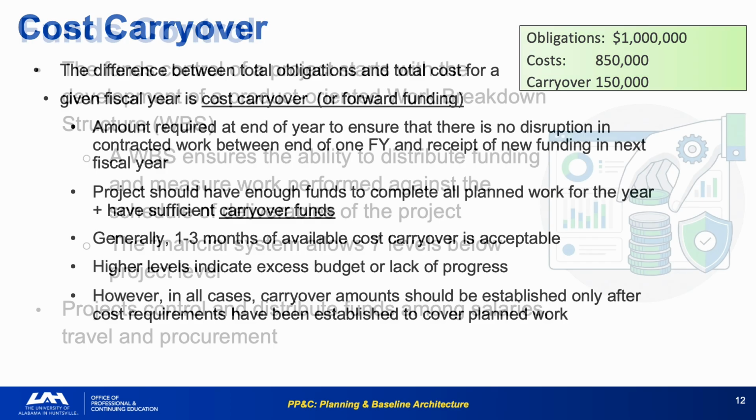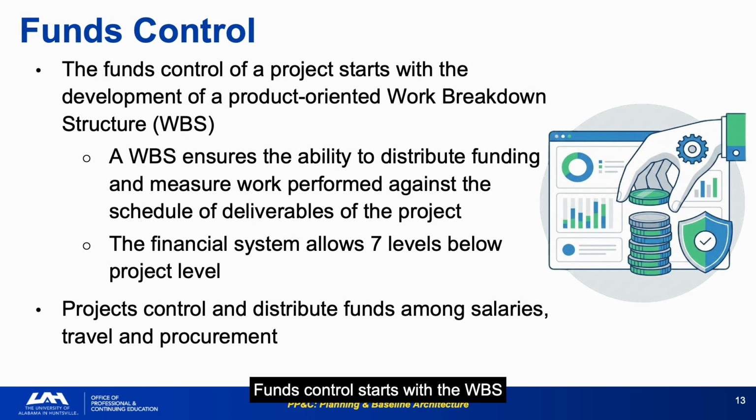Funds control starts with the WBS, distributing the budget through the work breakdown structure to ensure that each responsible organizational unit has a defined, trackable portion of the total program budget. A WBS ensures the ability to distribute funding and measure work performed against the schedule of deliverables. Without WBS-based funds control, spending cannot be attributed to specific work and performance cannot be measured.